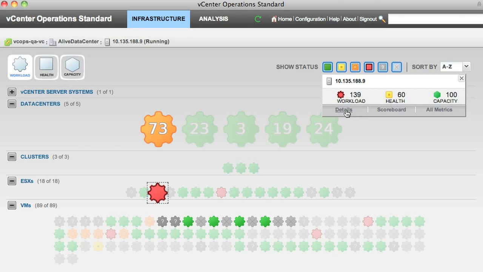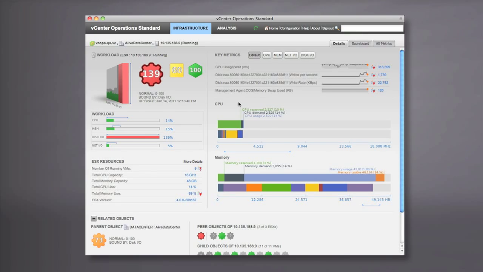It's the details section. So you notice that when I click on it, I get a few options here. I can go to details, scoreboard, or all metrics. In this case, I want to go to details to get some more information on what exactly this ESX host is doing. Now, I've navigated into the details for this ESX host. This screen is pretty dense and has a lot of information, so let me walk you through it so you can quickly understand it and understand how you can use it to determine what the problem is or what the next step you should take in investigating the problem is.